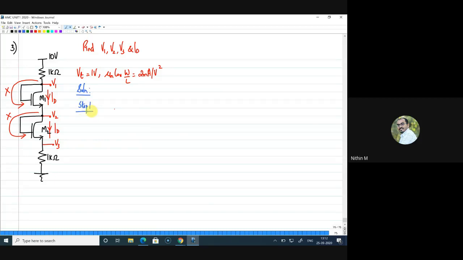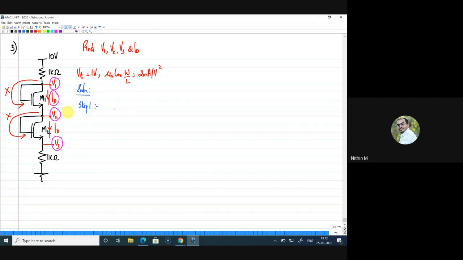So I will solve by just listing out the steps just to have clarity on what I'm doing. So what I will do here is, how many unknowns do I have in this case? This is my first unknown, V1. ID is the second unknown. V2 is the third unknown. And V3 is the fourth unknown. There are 4 unknown quantities in this particular circuit. Now that means I should write minimum 4 equations to solve all these 4 unknowns, right?